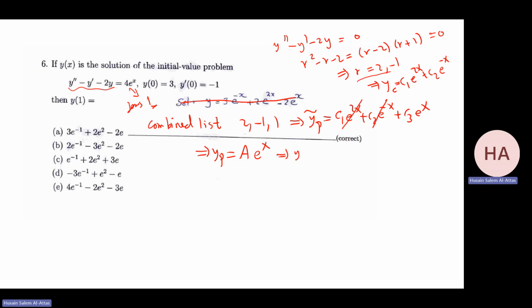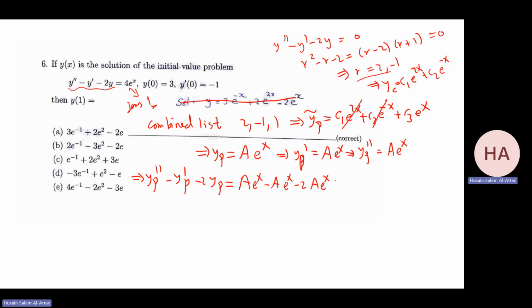So I have yp prime and yp double prime. Plug it in: yp double prime minus yp prime minus 2yp. That equals a x e^x minus a x e^x minus 2a x e^x, and that should equal 4 e^x. So this is cancelled. So a will be minus 2. So yp is minus 2 x e^x.